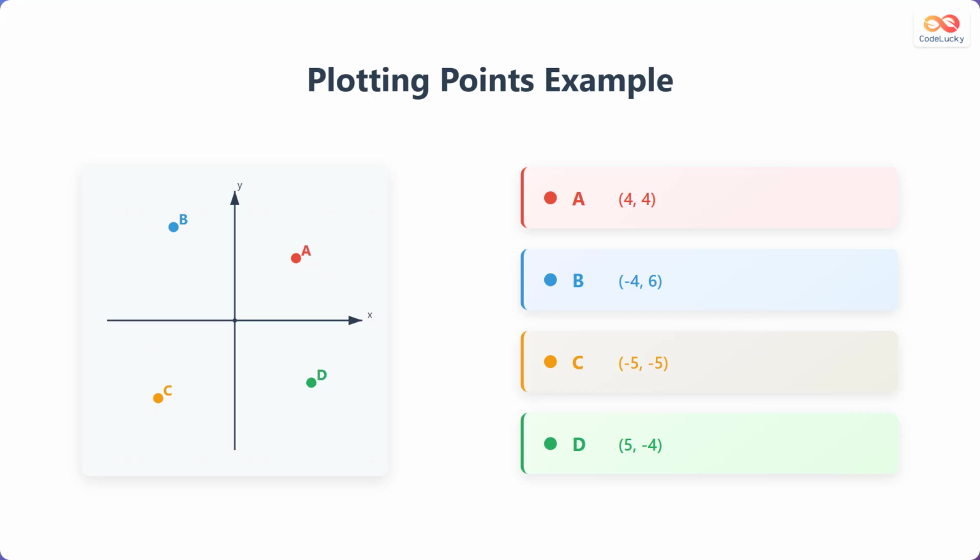Let's practice plotting some points on the coordinate plane. Point A is at (4, 4), located in the first quadrant. Point B is at (-4, 6), located in the second quadrant. Point C is at (-5, -5), located in the third quadrant. And point D is at (5, -4), located in the fourth quadrant.